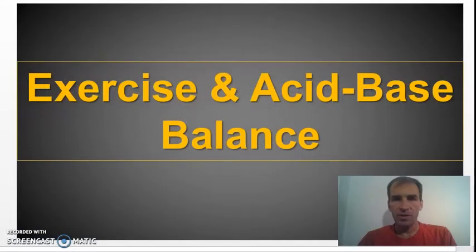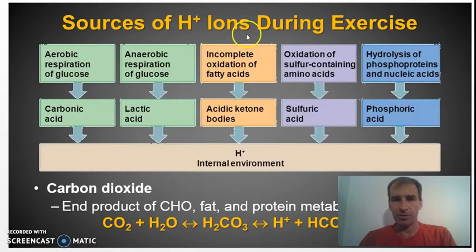Okay, so for this lecture now we're going to look at exercise and how exercise affects acid-base balance, and what that looks like. There are a lot of acids that we produce during exercise, a lot of hydrogen ions. Whether it's carbohydrate, through aerobic or anaerobic means, we can produce carbonic acid and lactic acid. All of those increase hydrogen ion concentration.